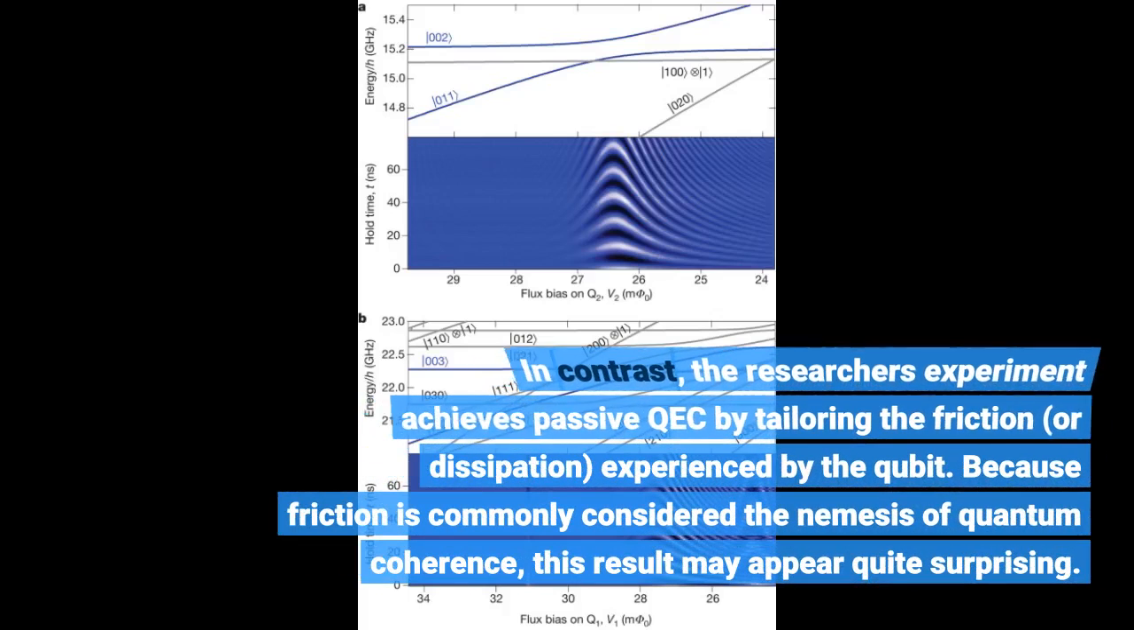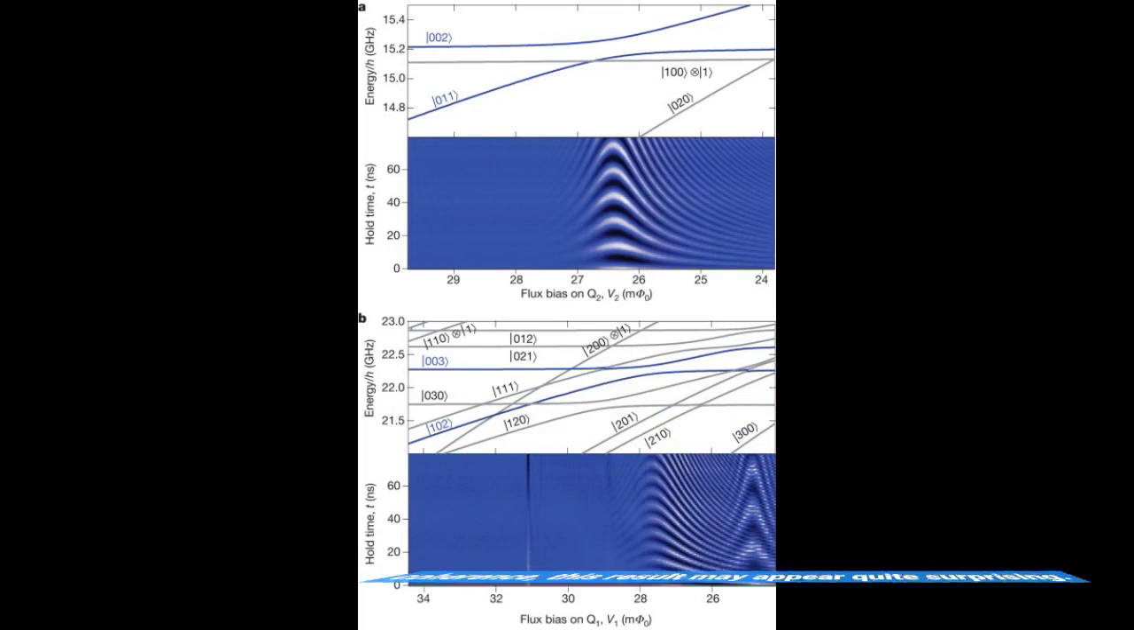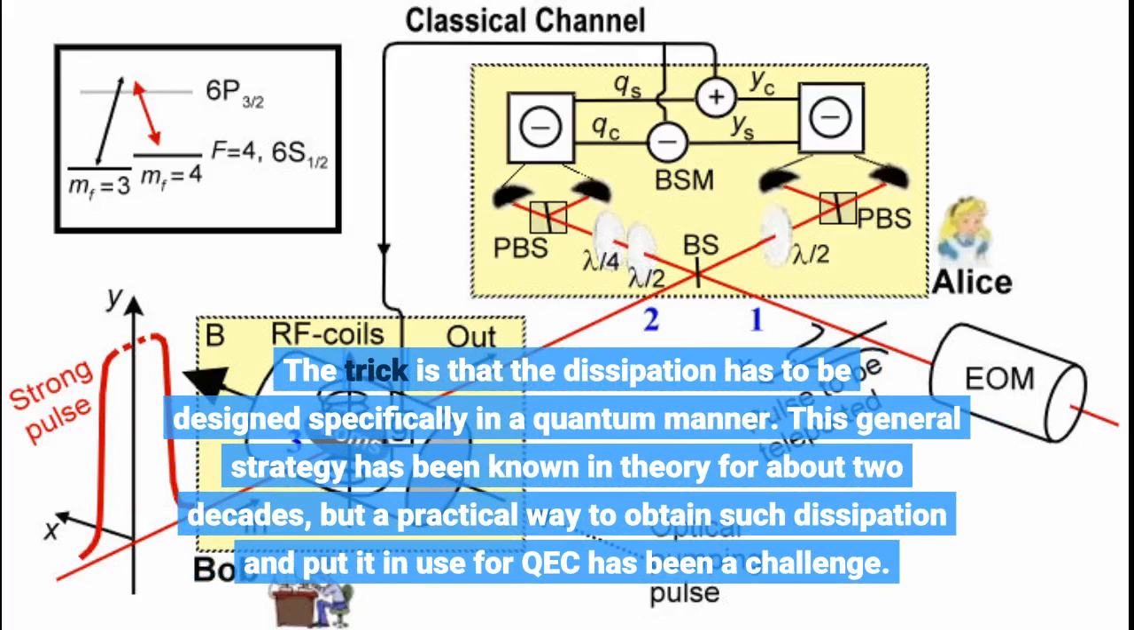In contrast, the researchers' experiment achieves passive QEC by tailoring the friction or dissipation experienced by the qubit. Because friction is commonly considered the nemesis of quantum coherence, this result may appear quite surprising. The trick is that the dissipation has to be designed specifically in a quantum manner. This general strategy has been known in theory for about 2 decades, but a practical way to obtain such dissipation and put it in use for QEC has been a challenge.